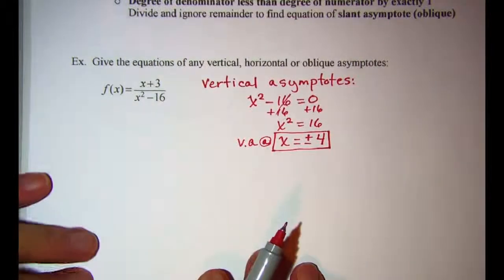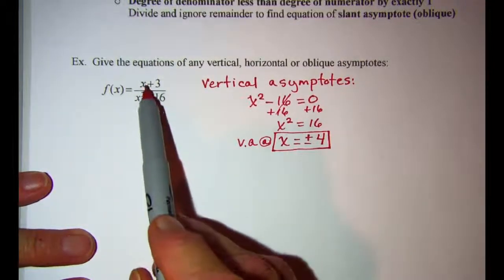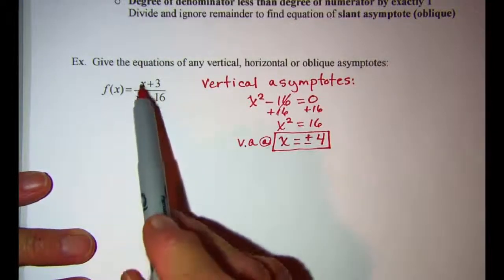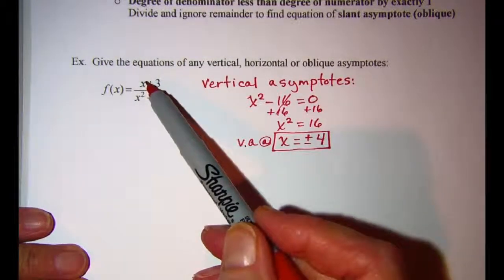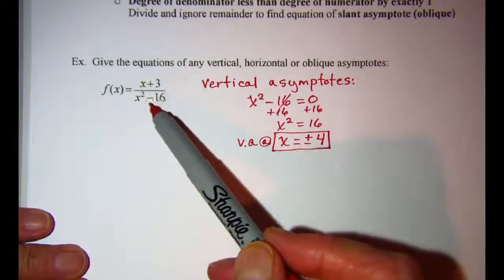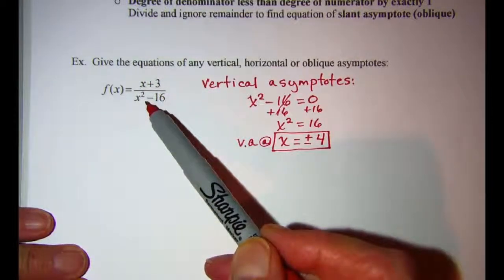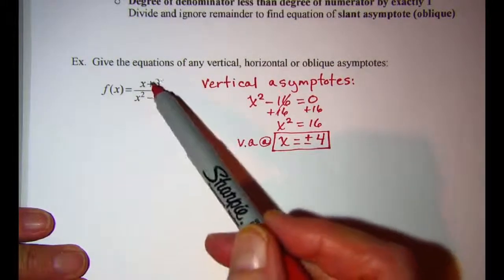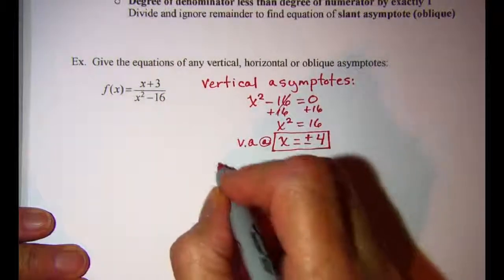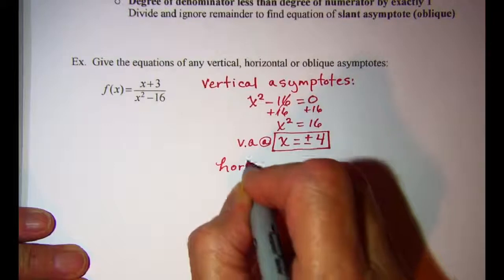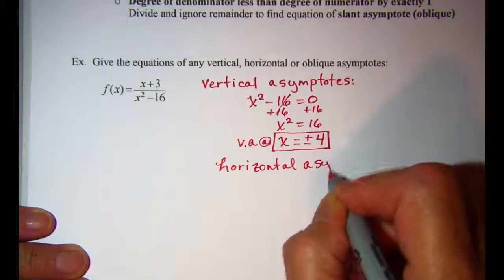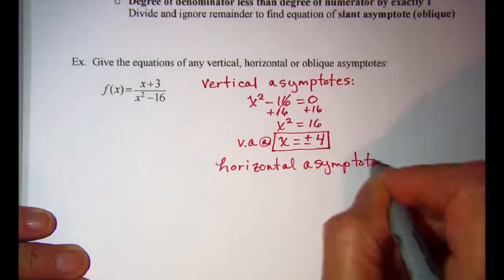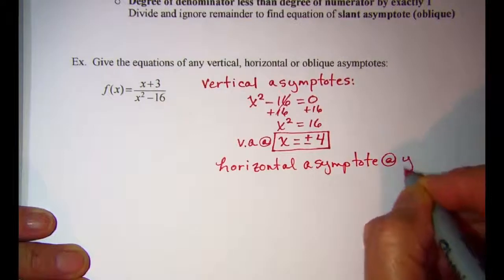Now the non-vertical asymptotes, you have to decide how the degree of the top and the degree of the bottom compare. Notice that the top polynomial is a first degree. The bottom polynomial is a second degree. Anytime that the degree of the bottom is bigger than the degree of the top, then you have a horizontal asymptote at y equals 0.